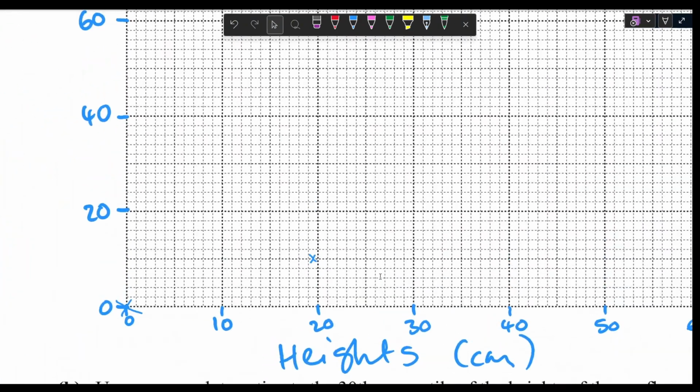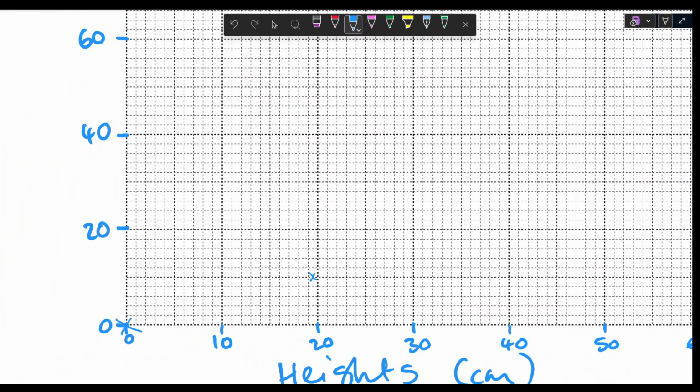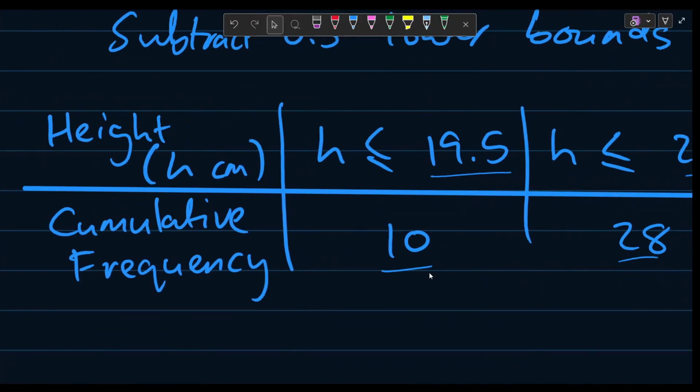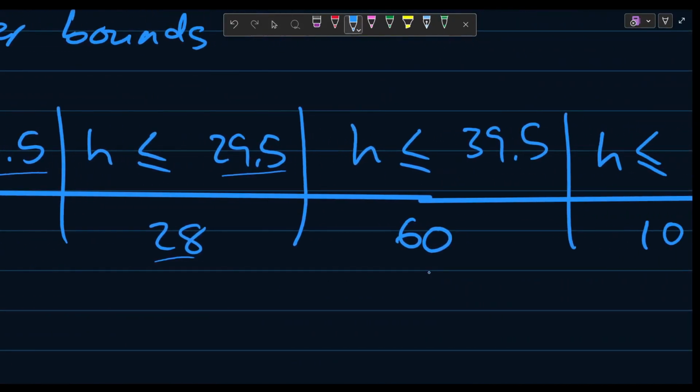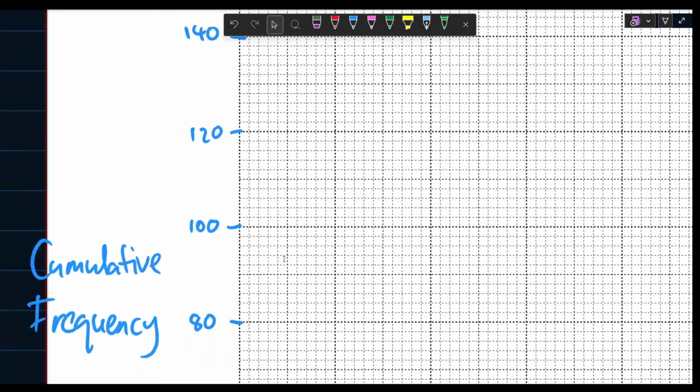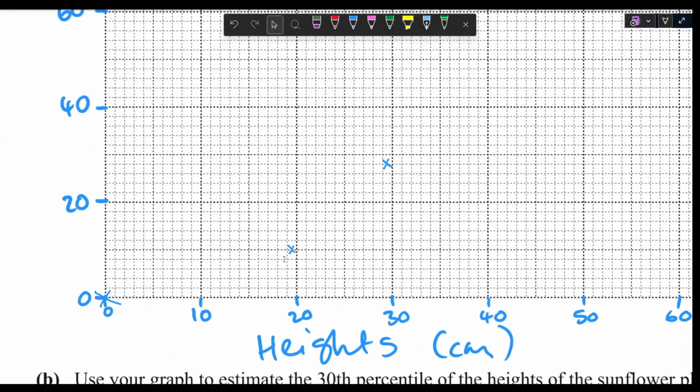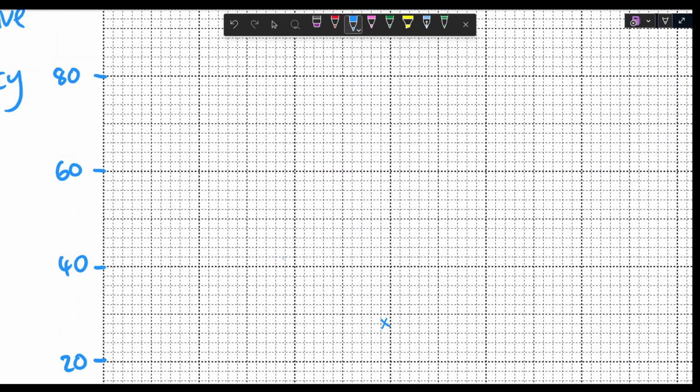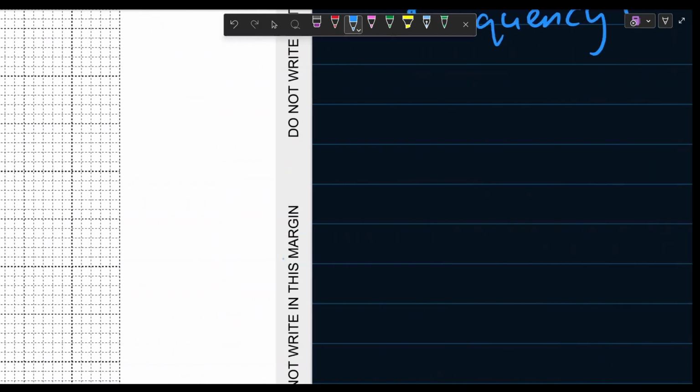So 29.5 is somewhere here, cumulative frequency. Here we're moving by 2 units, so 22, 24, 26, 28. So that's going to be right here. Let's go on to the next point. So that is a height of 39.5, cumulative frequency 60. All right, 39.5 is going to be somewhere here and 60 right there.